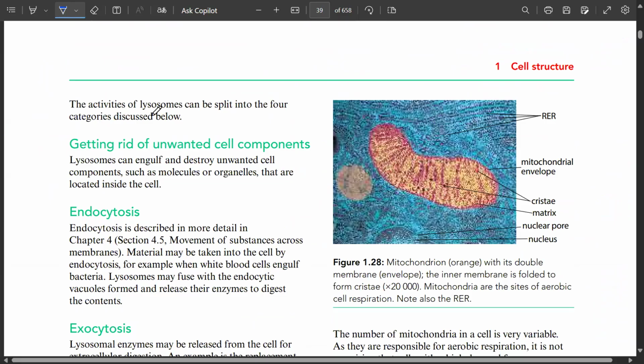Now, the activities of lysosomes can be split into four categories. The first one is the one you have just told me, getting rid of unwanted cell components. And how do they do? You just used the term of engulfing. Lysosomes can engulf and destroy unwanted cell components such as molecules or organelles that are located inside the cell. The second process is endocytosis, which is kind of, you can say, engulfing. What does engulfing mean?